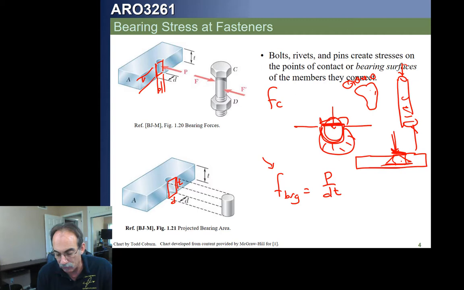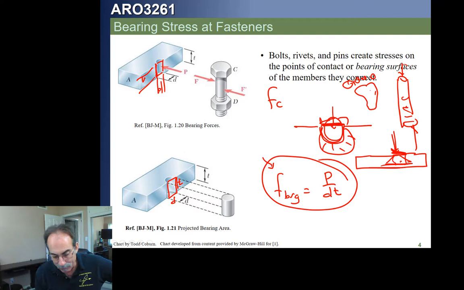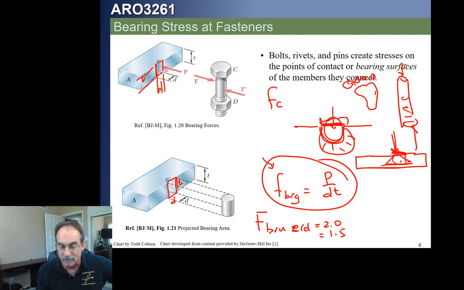It is a compressive stress, but we're going to call it a bearing stress. In the same way for fasteners, that bearing stress. Now we're going to compare the bearing stress to a new allowable, which we're going to call FBRU. You're going to notice in your handbook, you get values of FBRU for E over D ratios of 2.0 and E over D ratios of 1.5. Now for our class, we're just going to use 2.0.